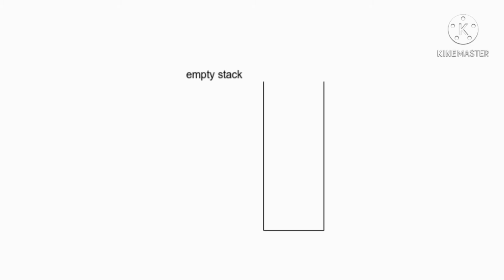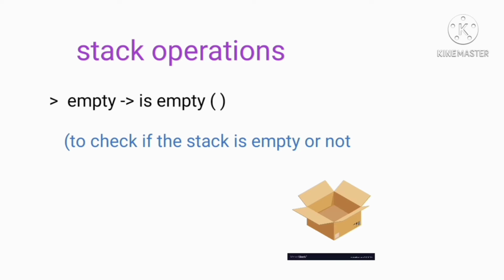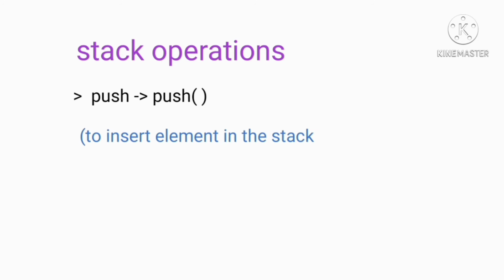So I am taking one empty stack here. In a stack, some operations are there. The first one is isEmpty. IsEmpty is a function that checks whether the stack is empty or not. So here I am checking one stack. This stack is empty. Come to the next operation, that is push. Push means inserting an element in the stack, that is, adding an element to the stack. Now I am taking one example, see here I show you.